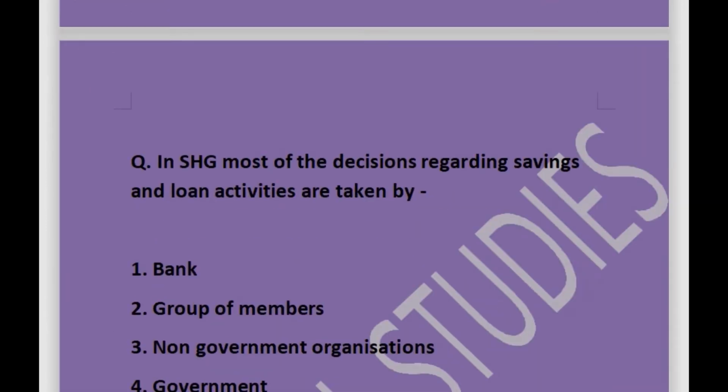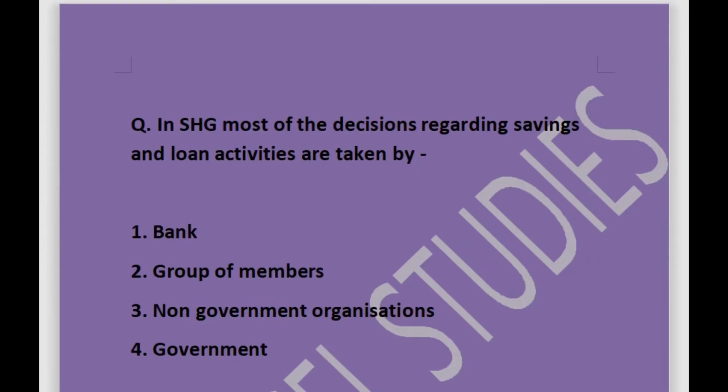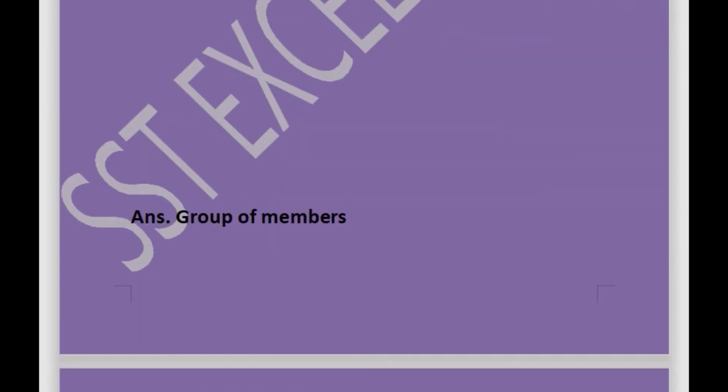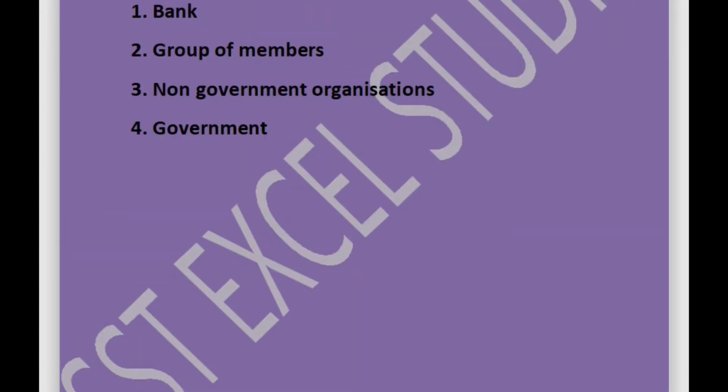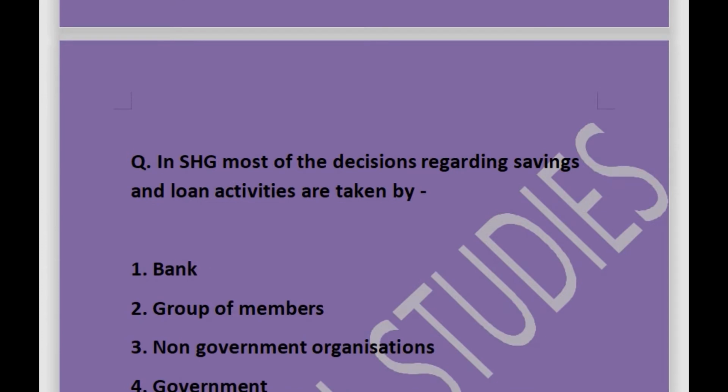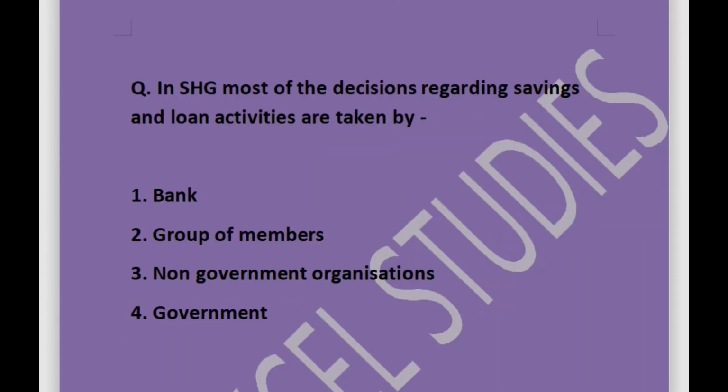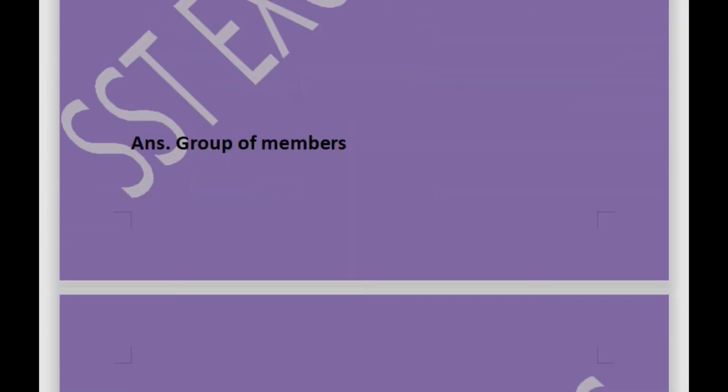Next question is, in SHG, most of decisions regarding savings and loan activities are taken by. Options are bank, group of members or non-government organizations or government. Answer is group of members. The members who are the member of SHGs have the right to take decisions regarding savings and loan activities.